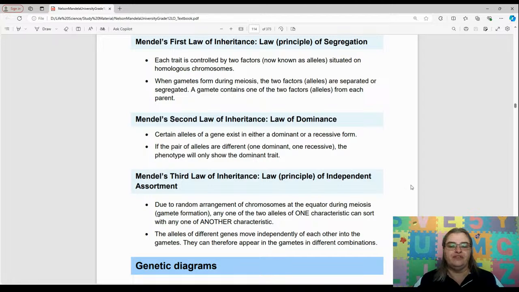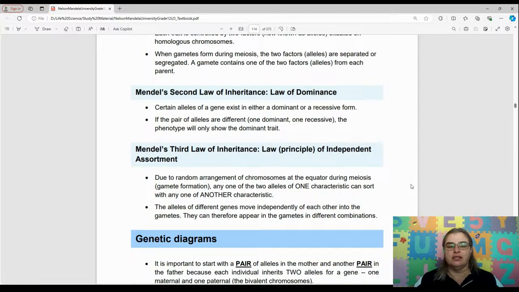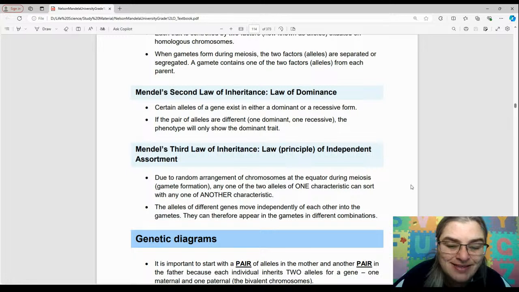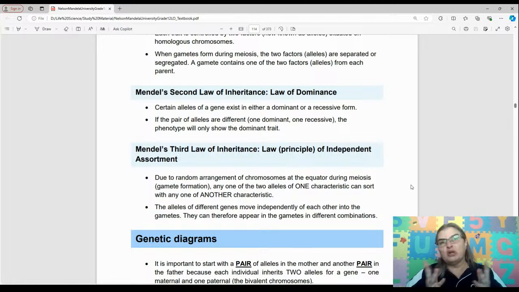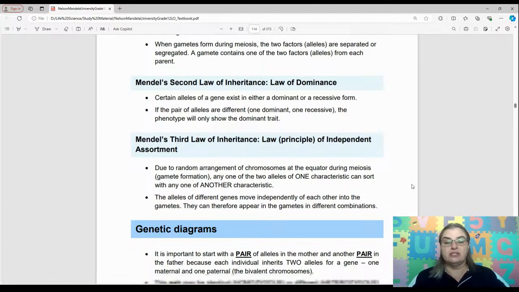Okay, and the third law of inheritance is the principle of independent assortment. Due to random arrangement of chromosomes, because remember during meiosis, the chromosomes line up at the equator to go through the process very randomly. It's a completely random event, potluck really. And so any one of the 2 alleles of one characteristic can sort with any of another, and that's why we get these variations. The alleles of different genes move independently of each other into the gametes, okay? So it's going to appear in different combinations, and that's the beauty of it. It makes genetic studies very interesting.